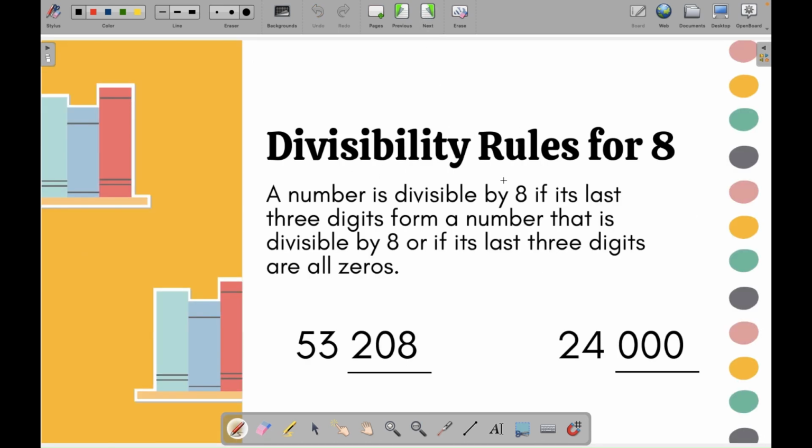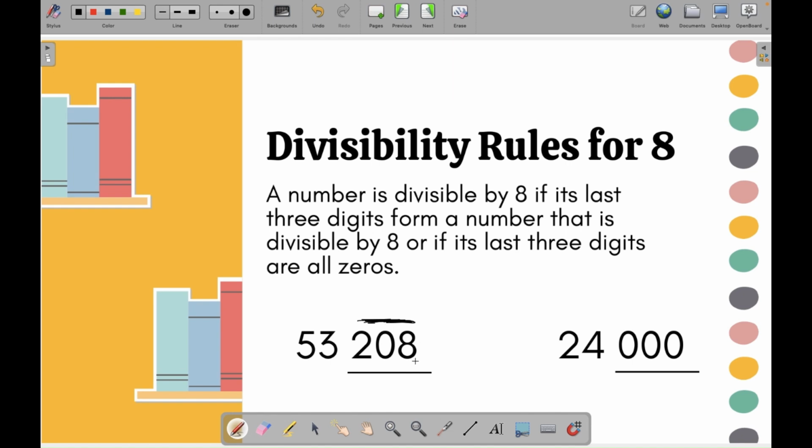Then we have the divisibility rule for 8. So notice there is a pattern here. If we have to check the divisibility rule for 2, the last digit must be even, or it must be a multiple of 2, right? If it is divisible by 4, we check the last 2 digits. So 4 must be a factor of the last 2 digits. Now if you have to check for 8, then 8 must be a factor of the last three digits.